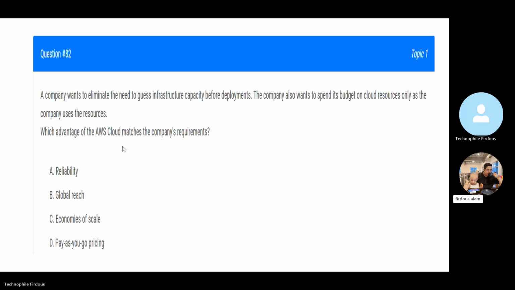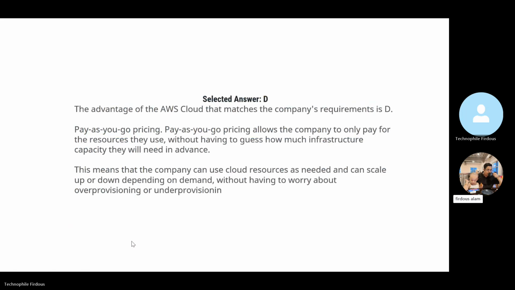So this is your question, and you have 15 seconds to answer this. The question says the company wants to eliminate the need to guess the infrastructure capacity before deployment. They don't want to guess, they want to see how it goes. So which requirement should they go for? I think the correct answer should be pay as you go pricing. Let's see the correct answer for question number 82. Yes, the correct answer is D, pay as you go pricing.